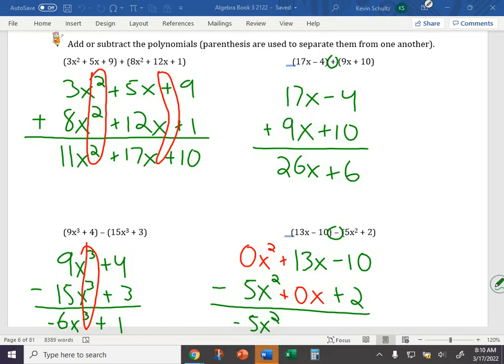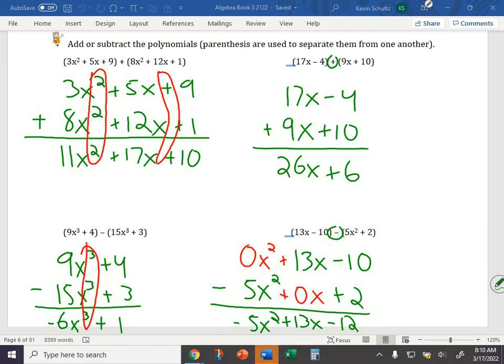Right? 13x minus 0x is still 13x. Nothing is taken away. And negative 10 minus positive 2 is negative 12. So negative 5x squared plus 13x minus 12 is our final answer.